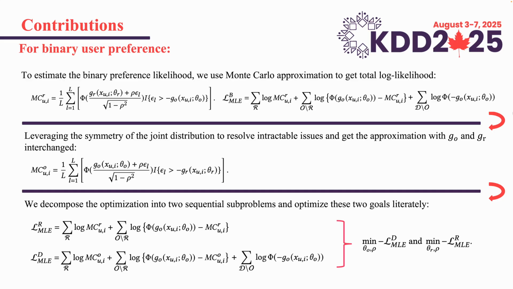Our method can outperform baselines under large latent correlations and recover the true correlations from interaction data.